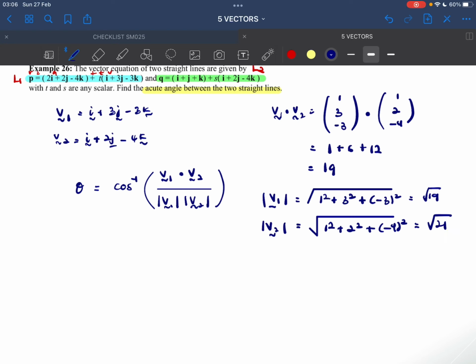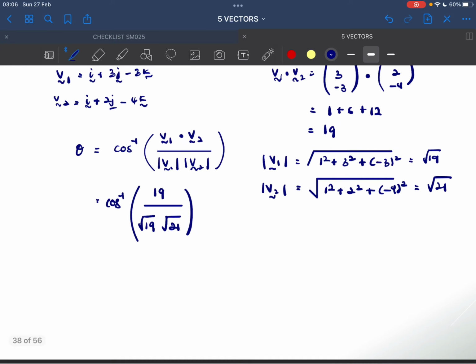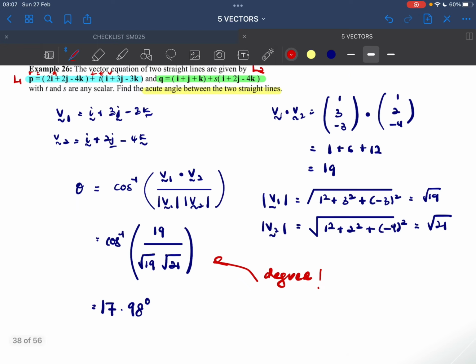Okay, so substitute everything inside this formula. We should have inverse cos of 19 over square root 19 times square root 21. Substitute everything inside your calculator. You should get the answer 17.98 degrees. Remember, vector always in degree, not in radian. As easy, as simple as that.